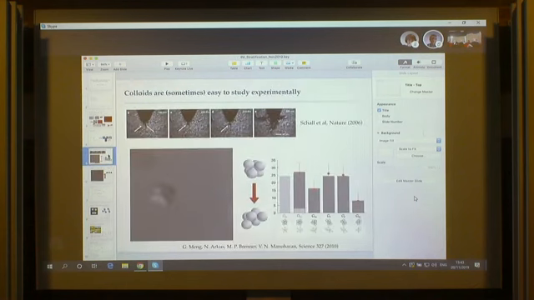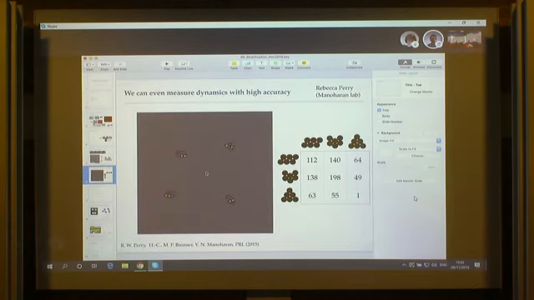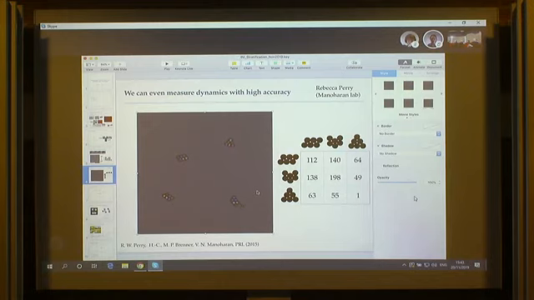Colloids are quite easy to study experimentally, as I mentioned, because we can see them in a microscope. Here's just a fixed idea. This is an experiment that we did with a graduate student, Rebecca Perry, where we were studying transition rates between colloids. These colloids are diffusing around on a glass surface, so they're effectively disks.